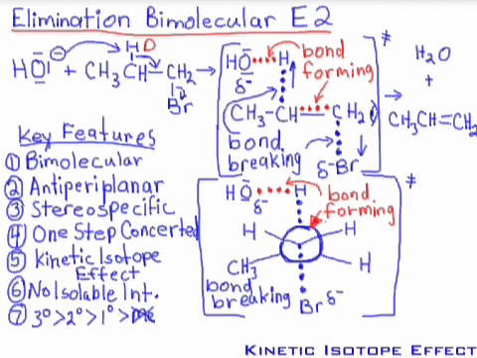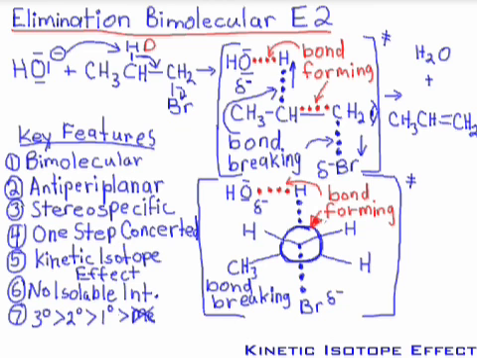However, if I don't see any change in rate, I know hydrogen abstraction is not part of the rate-determining step, and the only case that occurs for is the E1 reaction mechanism. And ergo, if there is no rate change with the deuterium analog, I must be going E1. So a kinetic isotope effect can be very useful in distinguishing between the E1 and E2 mechanisms.